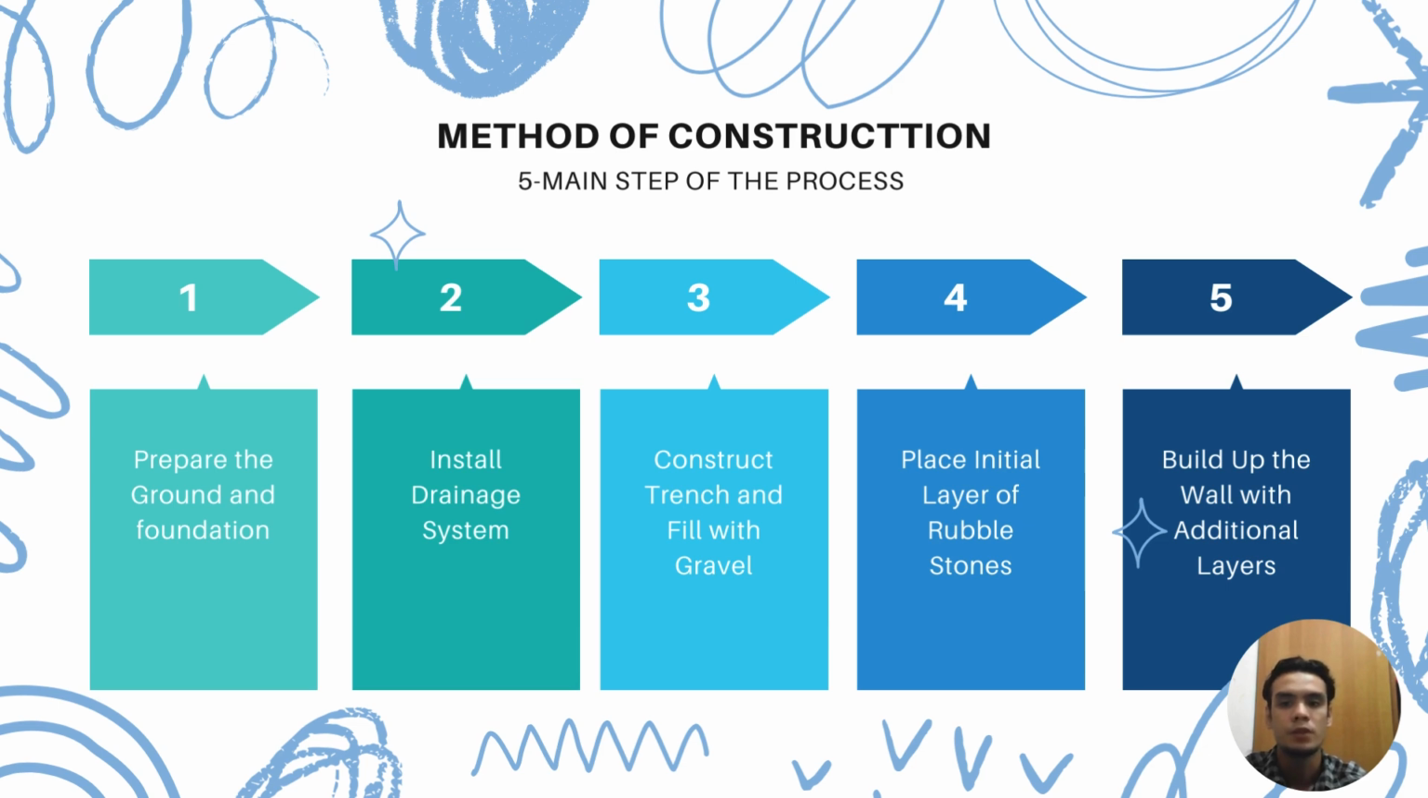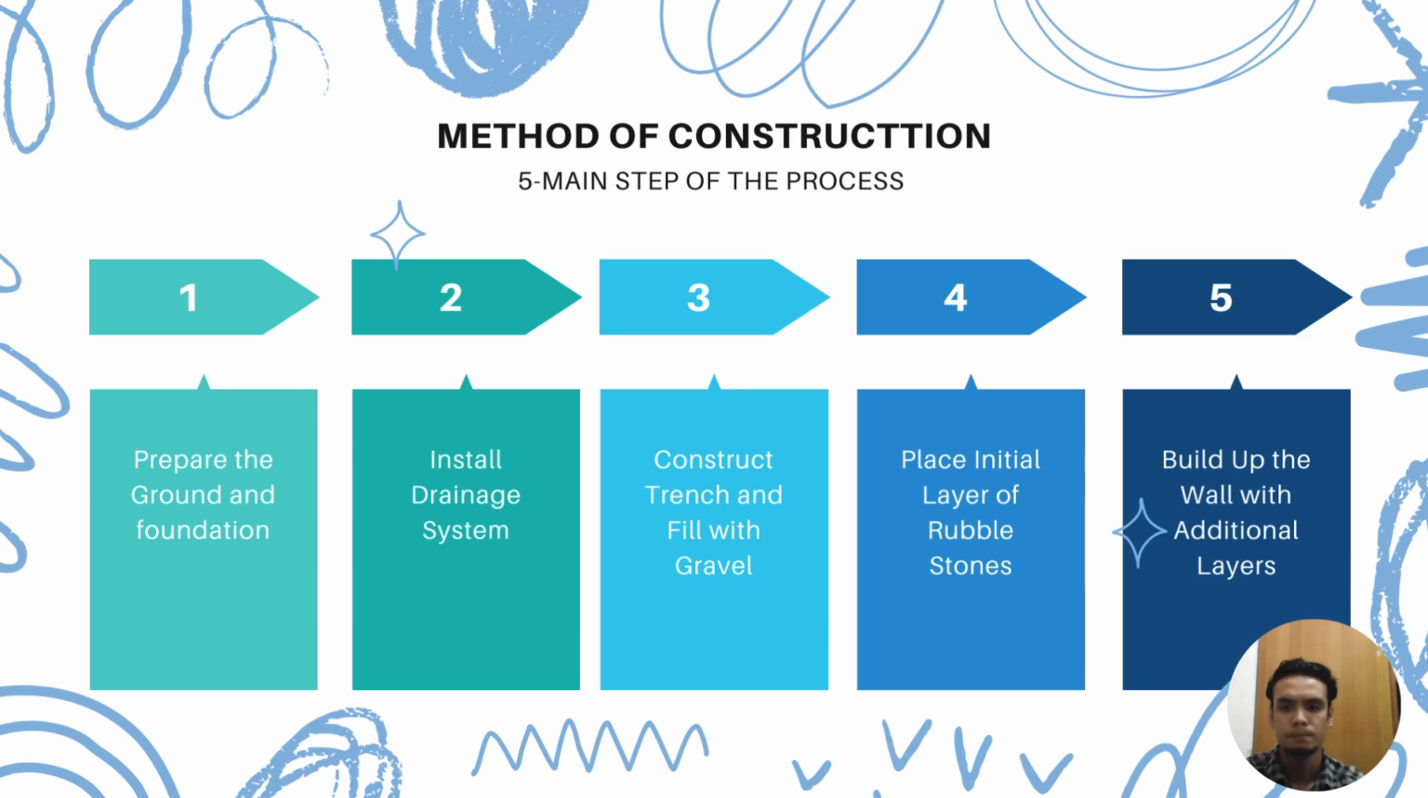So throughout the construction, meticulous attention is paid to the height to width ratio. Maintaining a proper ratio ensures the wall can withstand the lateral pressure from the retained soil without overturning or collapsing.